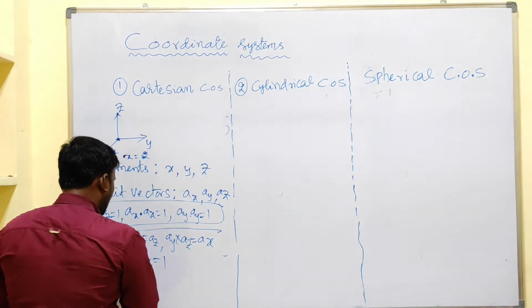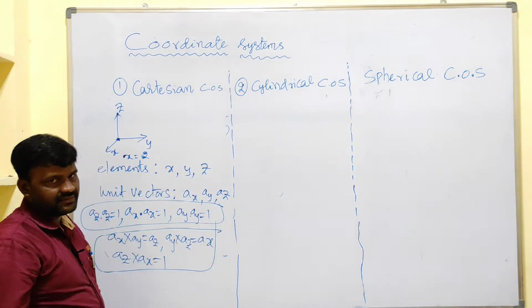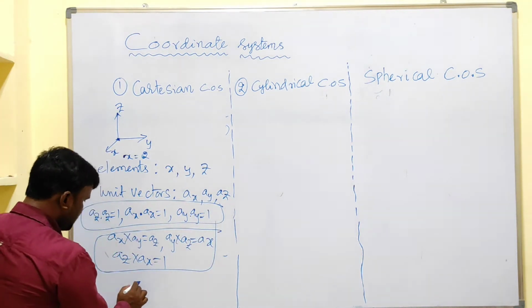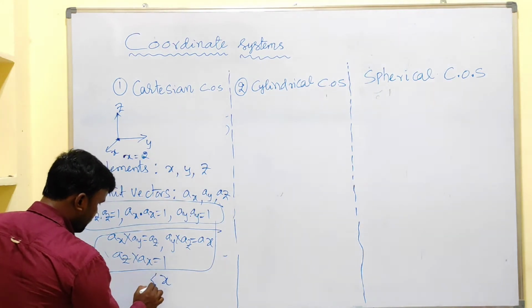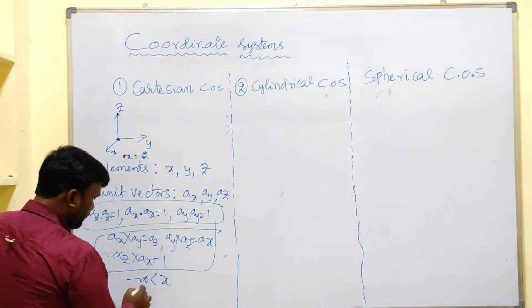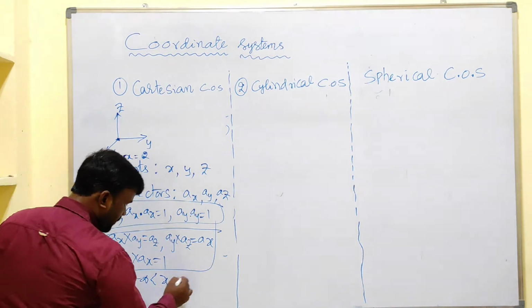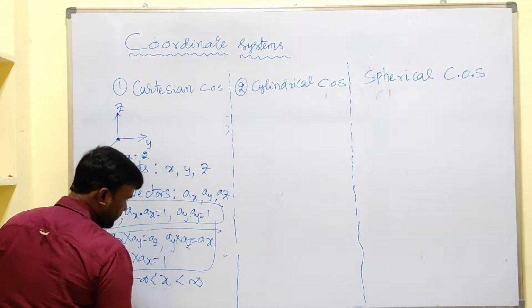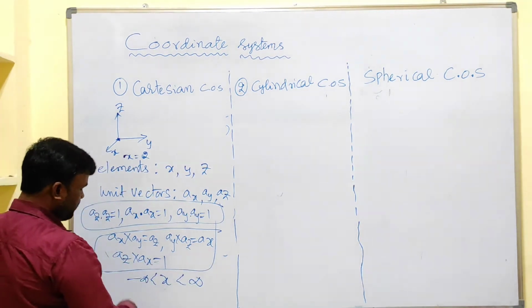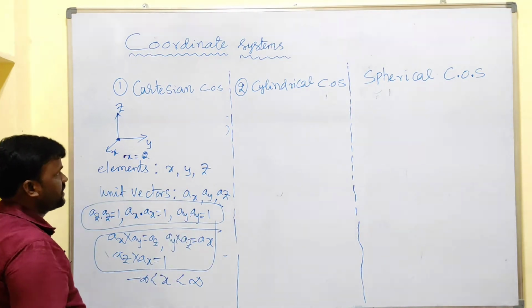Okay. And what about the range of the elements? The range of the elements is, that is x is from negative to positive maximum value. That is minimum to maximum. Minimum range is minus infinity to plus infinity.